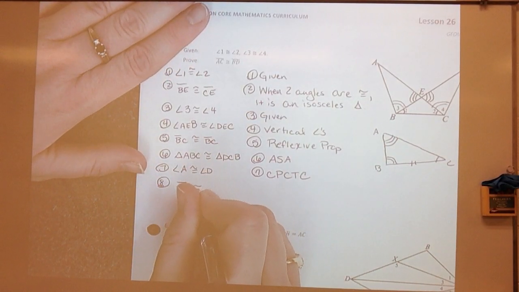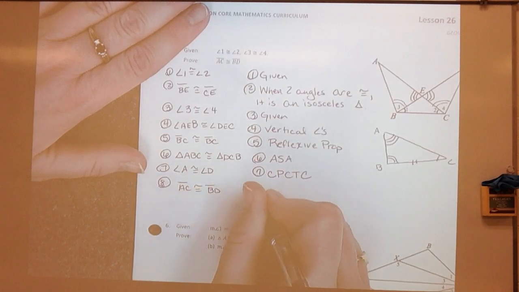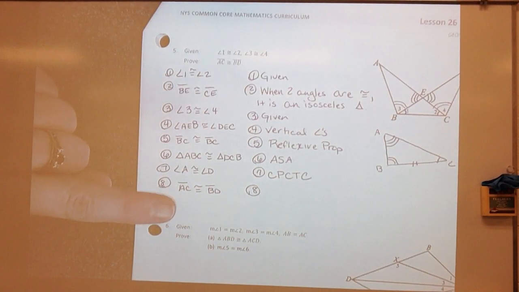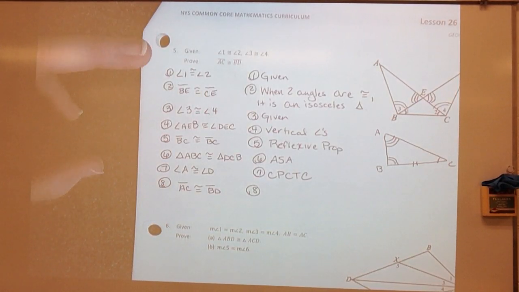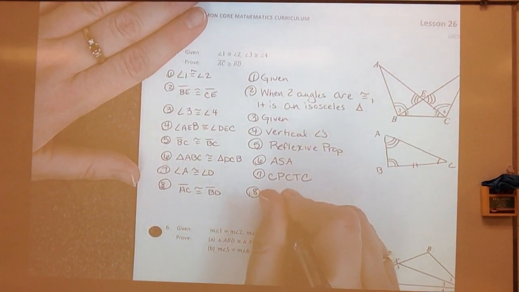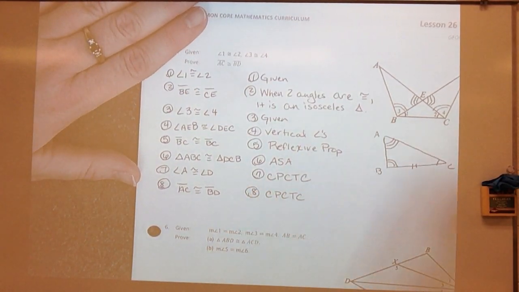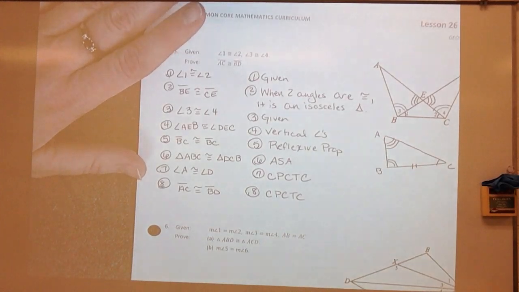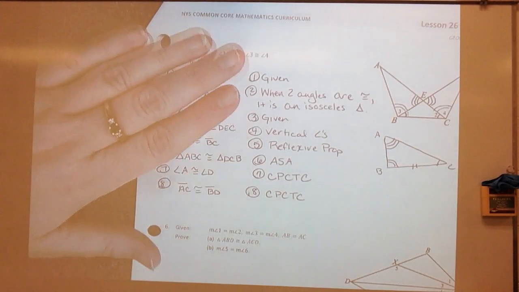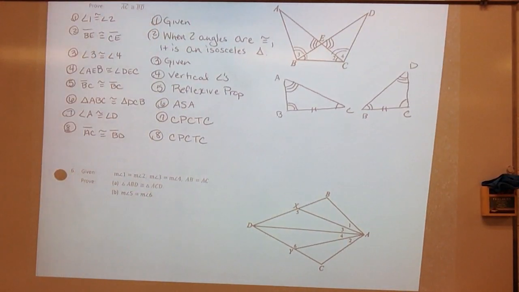AC is congruent to BD because corresponding parts of congruent triangles are congruent. My triangles are congruent, so therefore, because they are congruent triangles, every part is congruent. So I've proven my sides to be congruent.